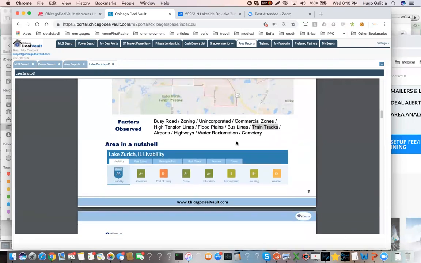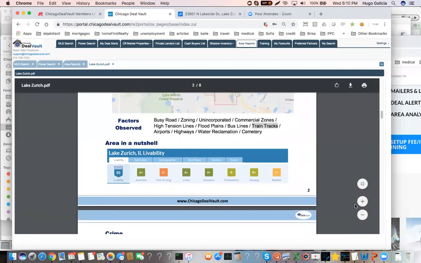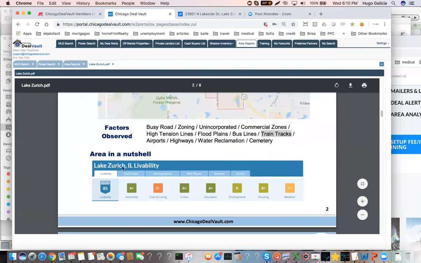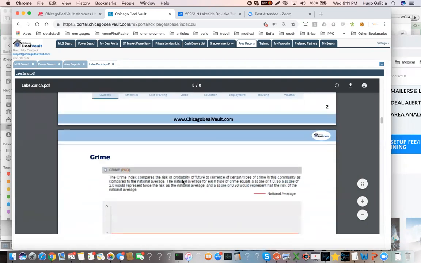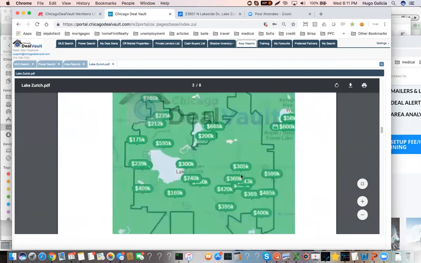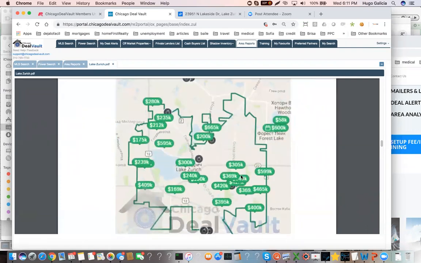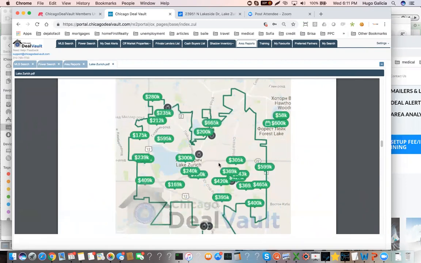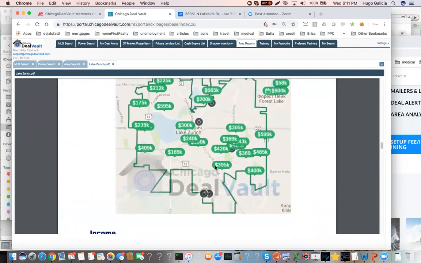So as you can see, something that I would like to remind you of is that when you look at an area, make sure that the livability score is above 70%, okay? As you can see, if we scroll down, the crime is low. The red line is the average. Here we have the heat map is clean. If we scroll down, we see schools with the black markers. That means they're decent schools. Otherwise, it would be red or yellow.